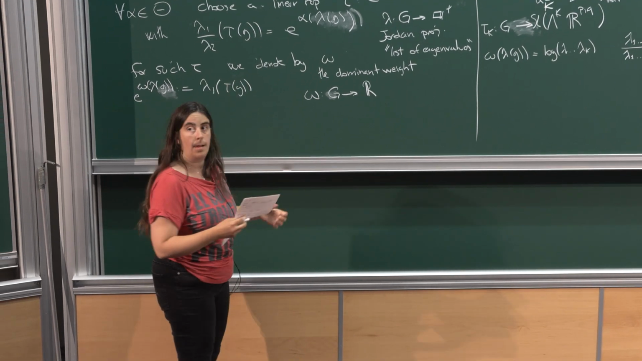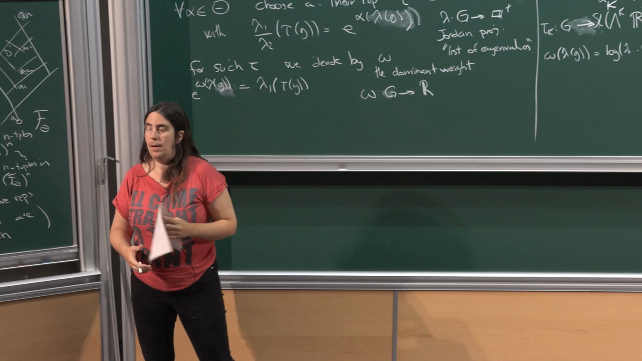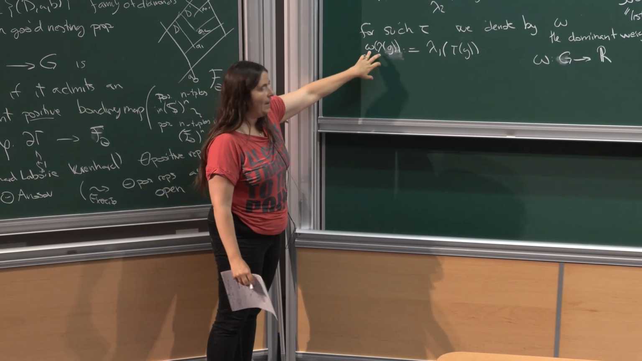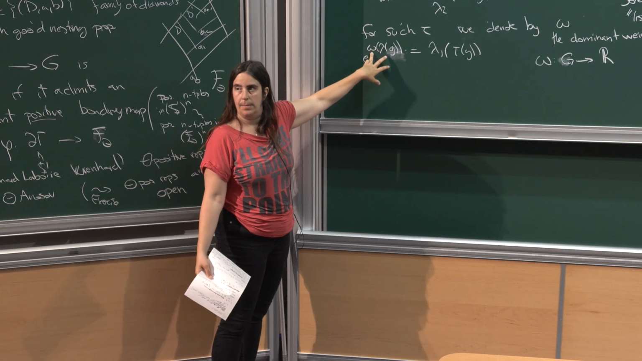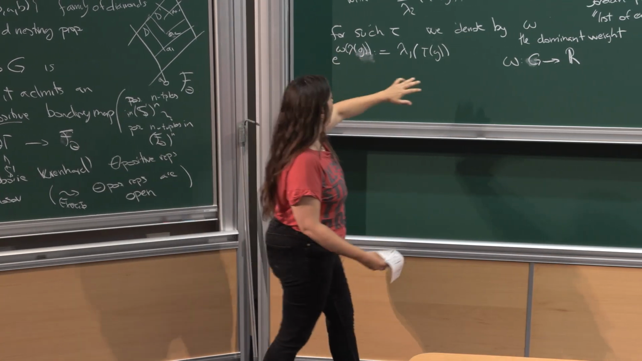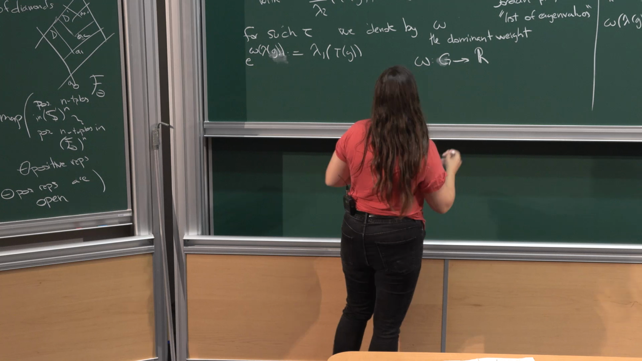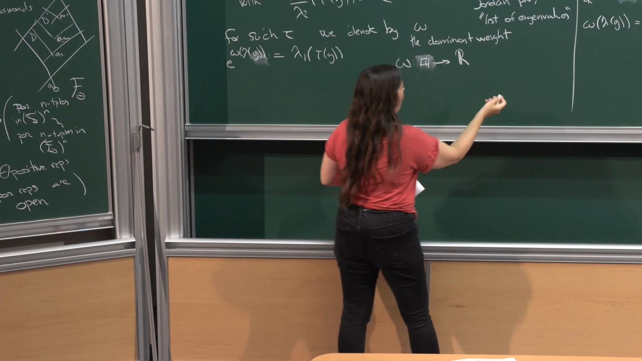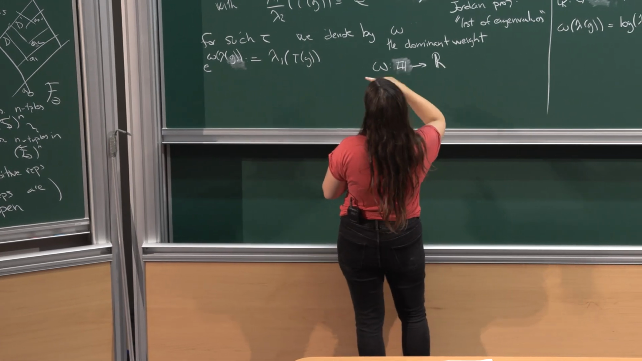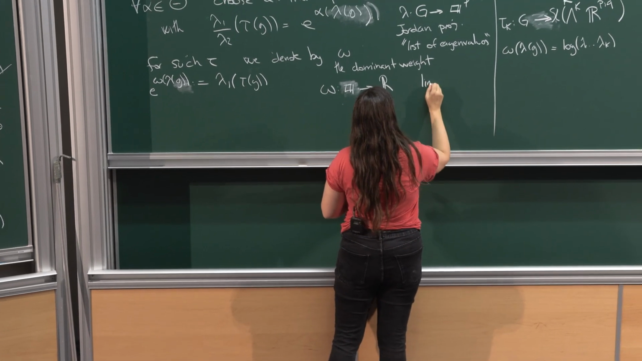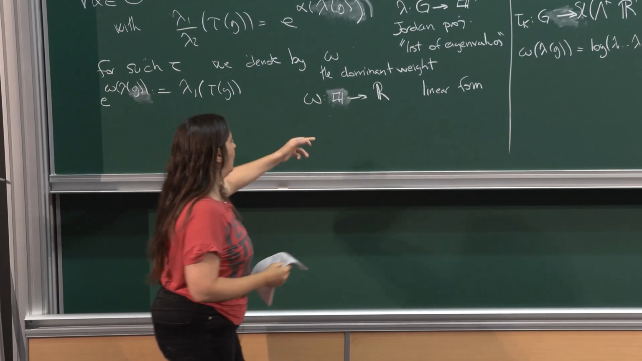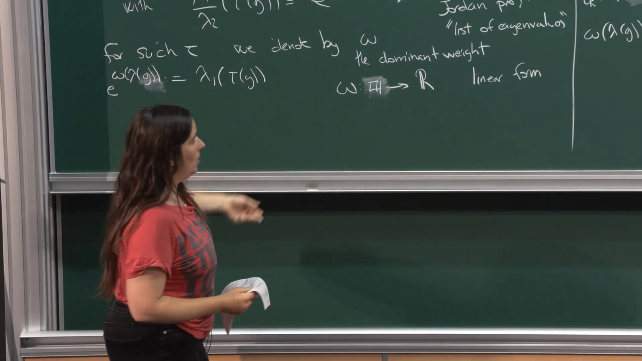Excuse me, the domain of omega is A? Yeah, omega is a linear function on A. Omega composed with lambda, yeah, thanks. Omega is a linear form from A to R. Yeah, sorry. And these are really the weights Natalie was talking about this morning.